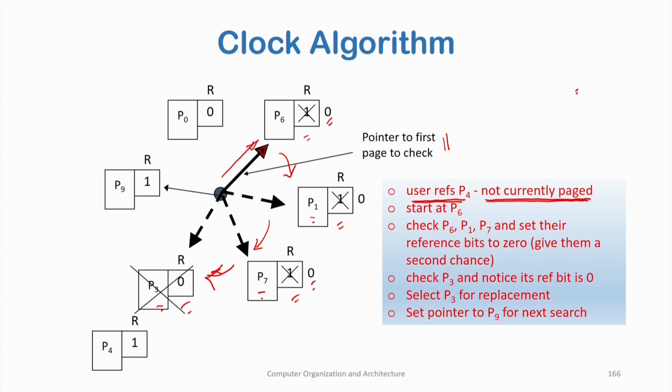Otherwise, it will go and choose a page whose reference bit is 0. Okay. So, now what happens? We start at page 6, we check page 6, page 1, page 7 and set their reference bit to 0, that is, give them a second chance, and then check page 3 and notice that its reference bit is 0. I select page 3 for replacement and set the pointer to P9 for the next search.